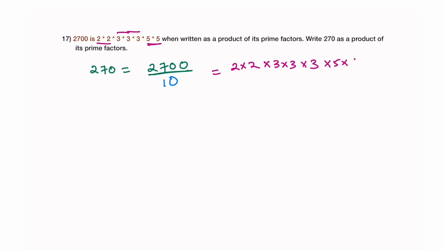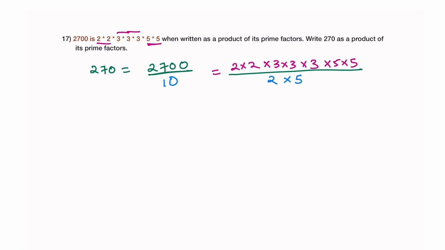2700. Okay, we have the prime factors, right? 270. So 270 is what? 2700 divided by 10, right? So that's going to give us 270. So we write all the factors here for 2700. That's 2 times 2, 3 times 3 times 3, and then 5 times 5, upon 10. How can you write 10? You can write 10 as 2 and 5, right?